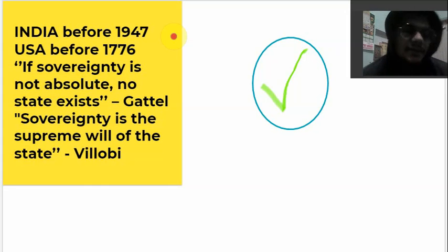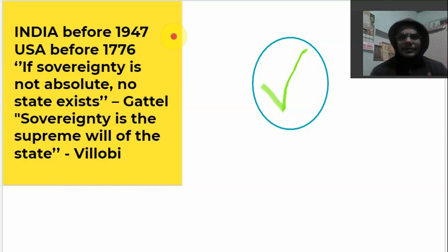Now, USA before 1776, the same story here. The people of America were being ruled by the people or the parliament of Britain. Their decisions were being taken by the British parliament and not by the US Congress. So, they were also lacking this sovereignty, and for that, they were also not a state.